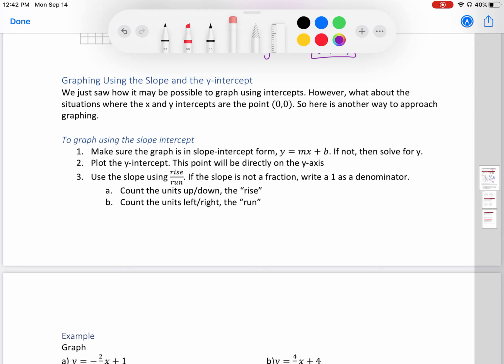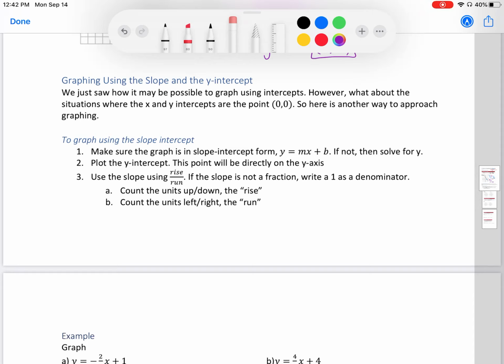Graphing using the slope and the y-intercept. We just saw how it may be possible to graph using intercepts. However, what about the situation where the x and y intercepts are the point (0, 0), which is what we just talked about? So here is another way to approach graphing. This is how you graph using your slope and intercept. First, make sure your equation is in slope-intercept form, y equals mx plus b. If not, then you solve for y and make it look that way.